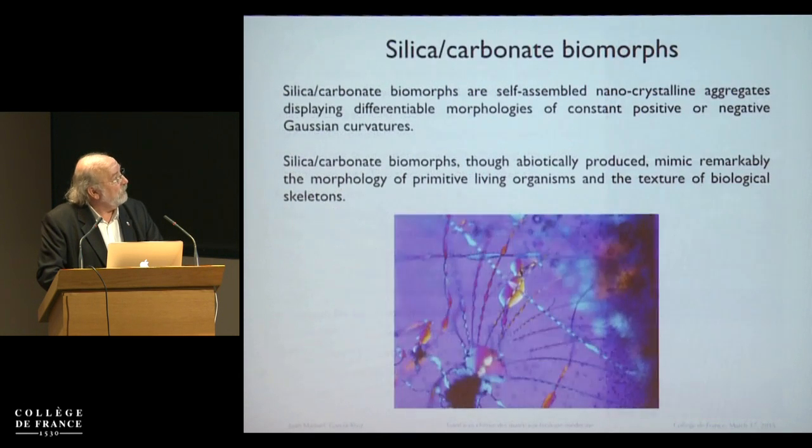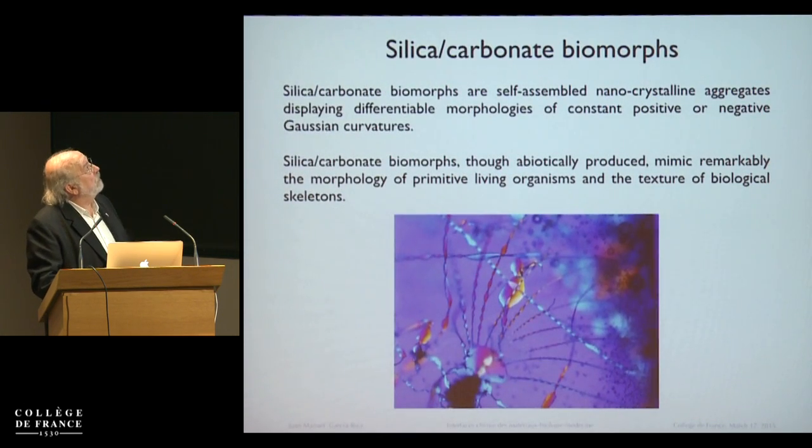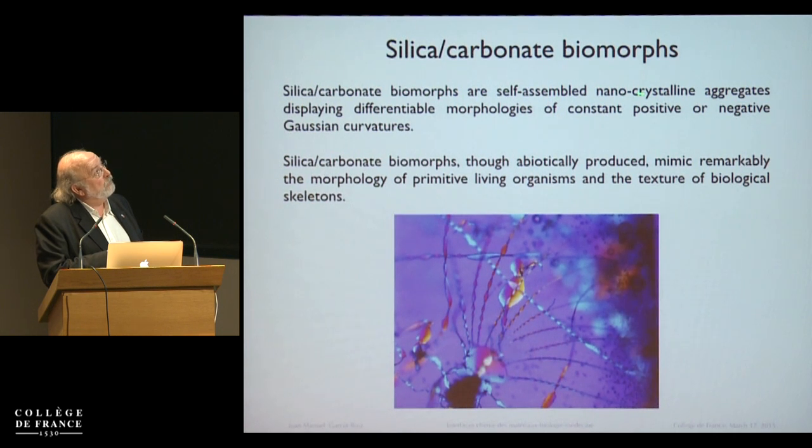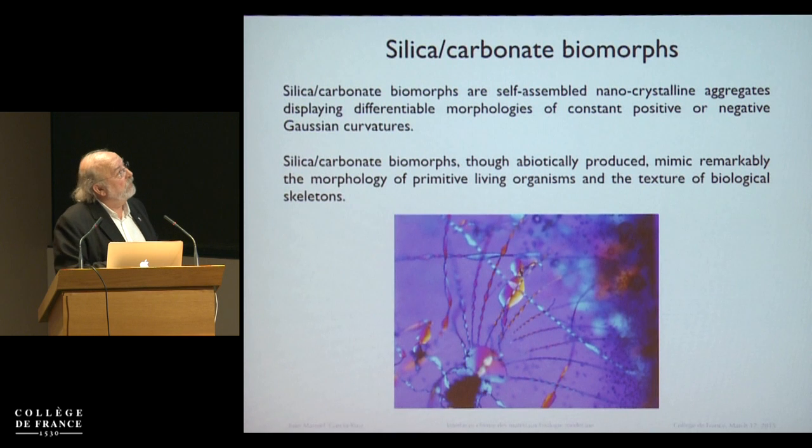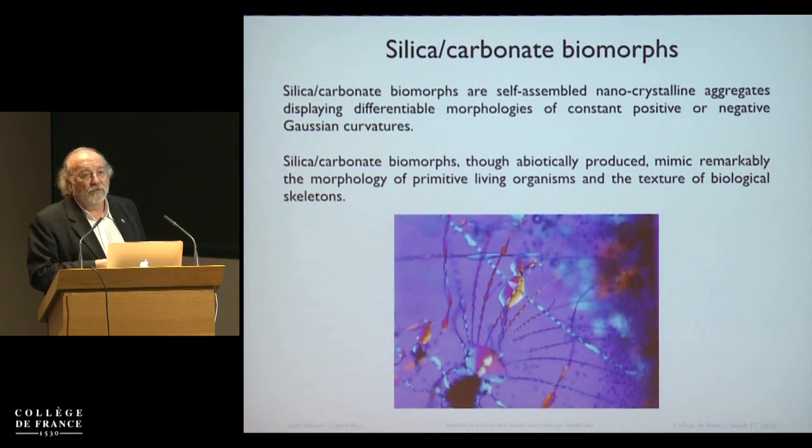So the definition of the biomorph is that it is a silica carbonate structure made of self-assembled nanocrystalline aggregates that show differential morphology of constant, either positive or negative, curvature. They are abiotically produced, but mimic remarkably well the morphology of living organisms and also the texture. I will focus today on the morphology, but the texture is also amazing, how silica is able to mimic the structure of biominerals.